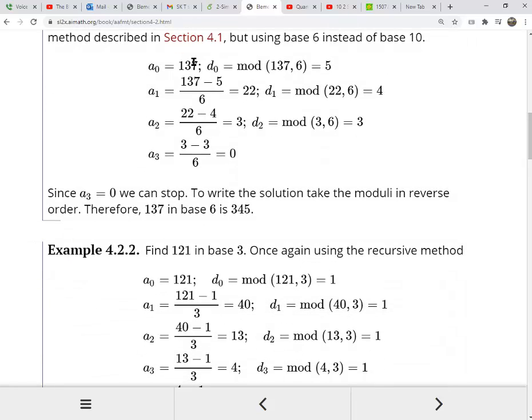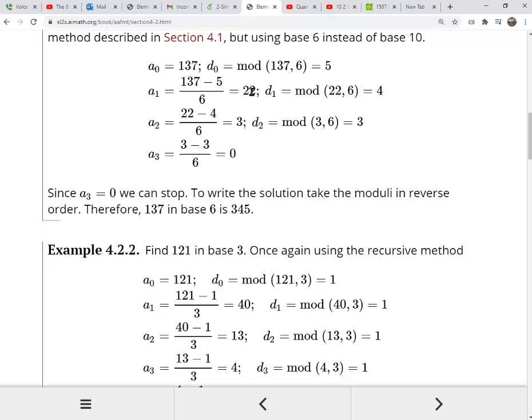Okay, so if I want to get this number in base 6, now notice that this 137 is a decimal number, but I want to figure out how to represent it in base 6. Okay, so the 1's digit in base 6 is going to be the remainder of this number mod 6. So 137 mod 6 gives me 5. You can work that out. Then to get the next one, I would have to take 137 minus 5. Now that has to be divisible by 6 because 5 is a remainder, right? So if I divide it by 6, it turns out I get 22.